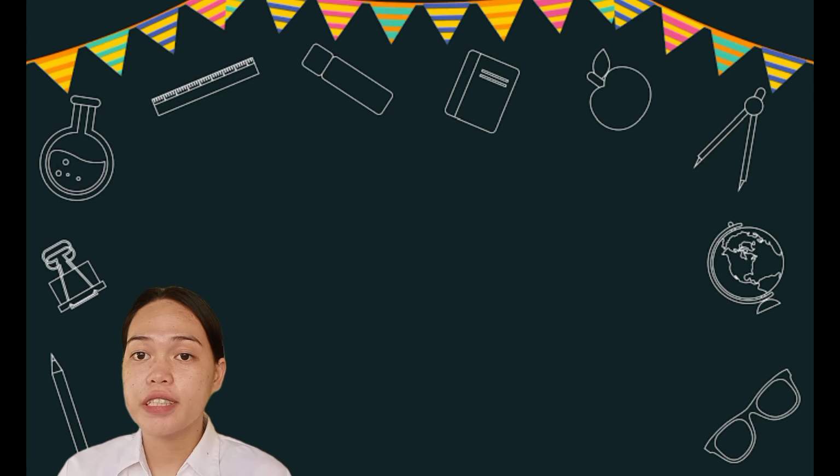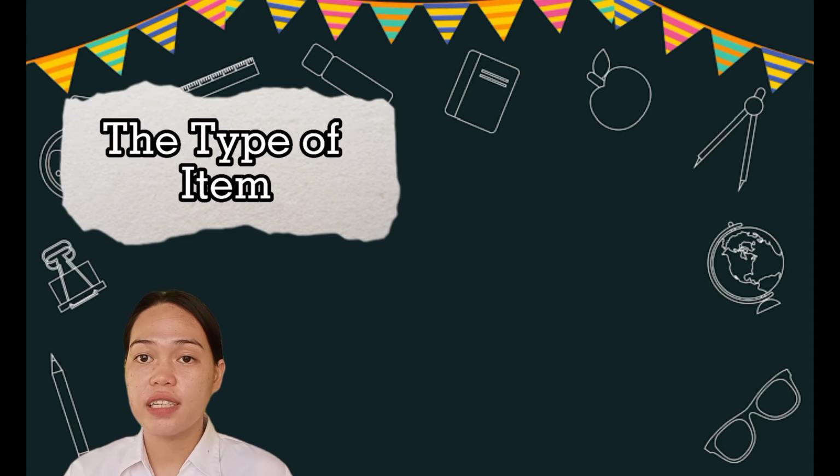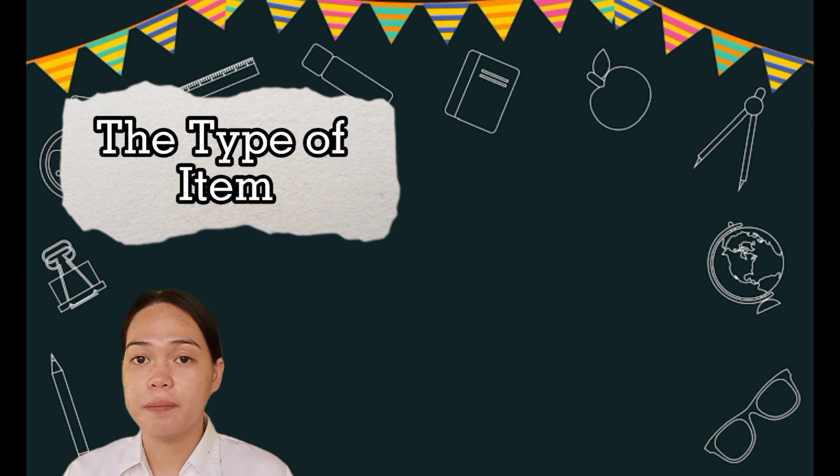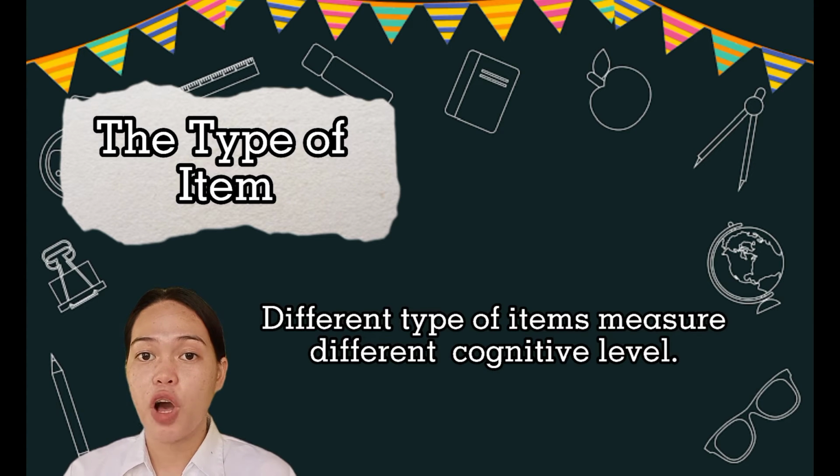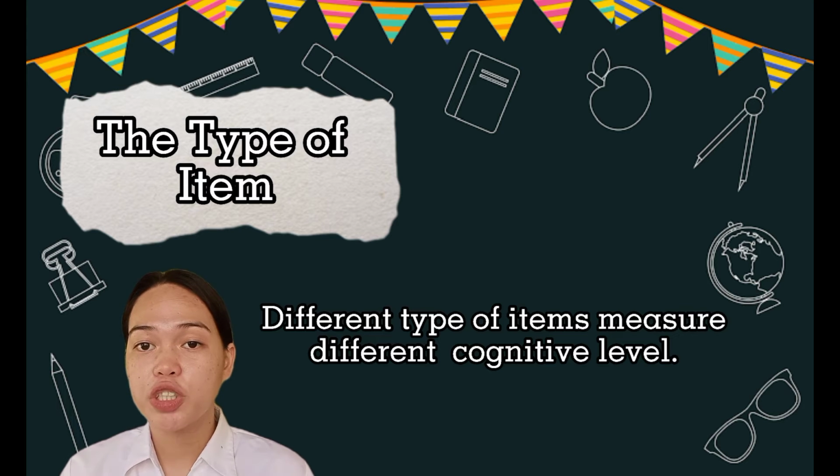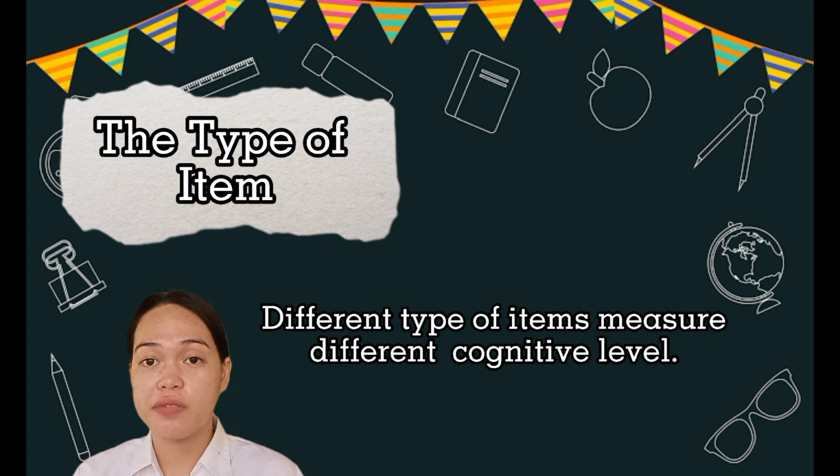So the topic that I have chosen is the type of item. I have learned that different types of items measure different cognitive levels. The time may vary depending on the subject and the student's grade level. I will show you two tables as an example for you to understand.